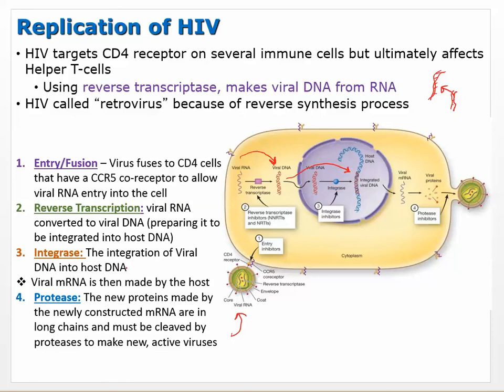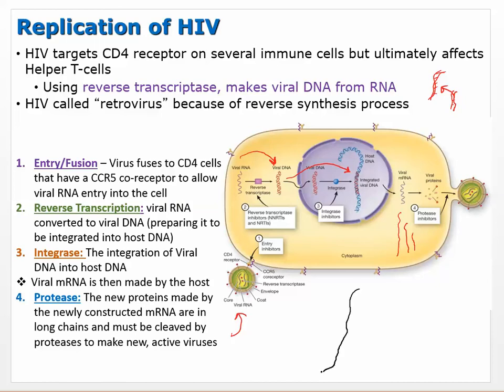So the integration of viral DNA into the host DNA, and then you just turn it on, you just activate it, and then it just starts running. And as it runs, it starts to make these long chains of proteins that are going to be viral proteins. So that's what happens, right? You have DNA, you read it, and then you make proteins from it. So it does, but in this case it starts making viral proteins. Well, it makes them in long chains that have to be cut.